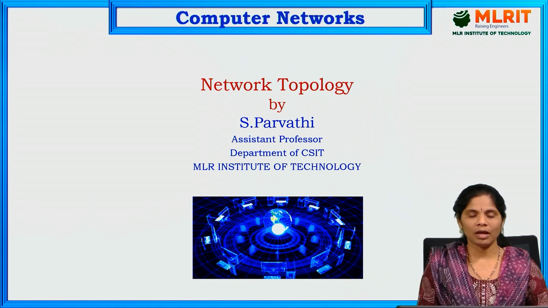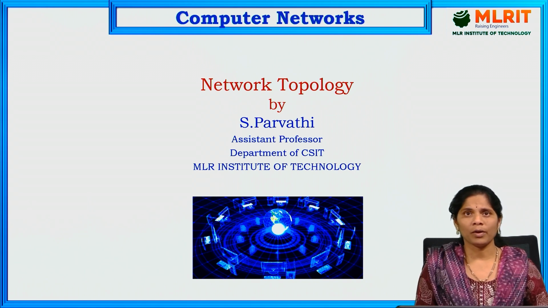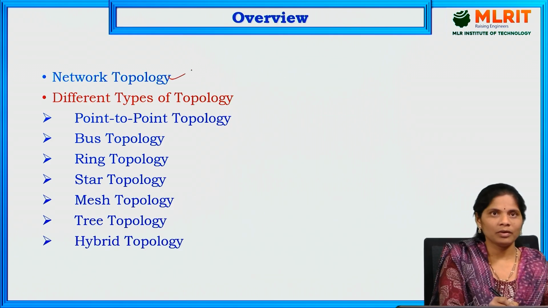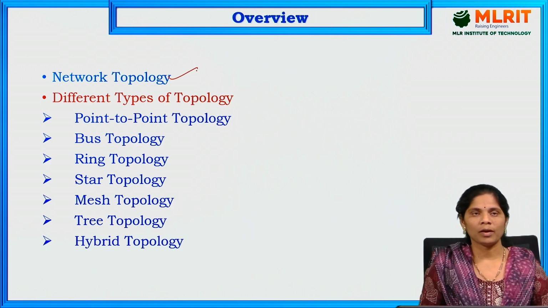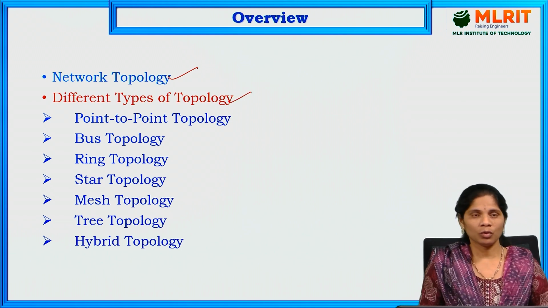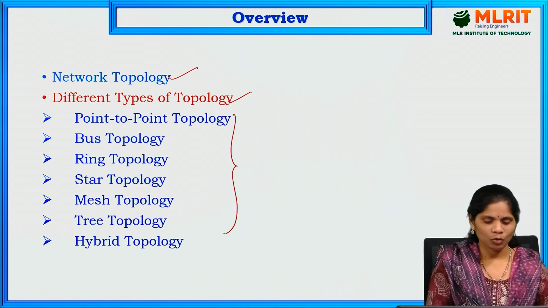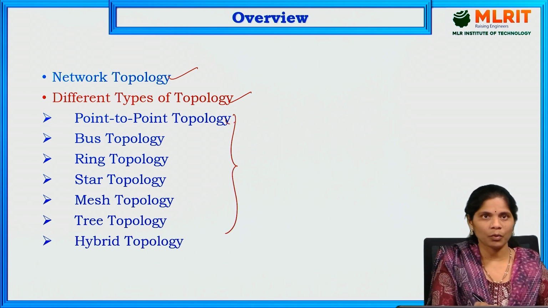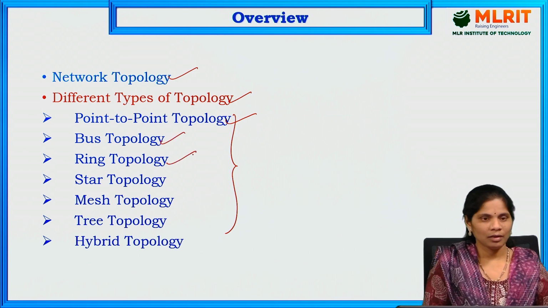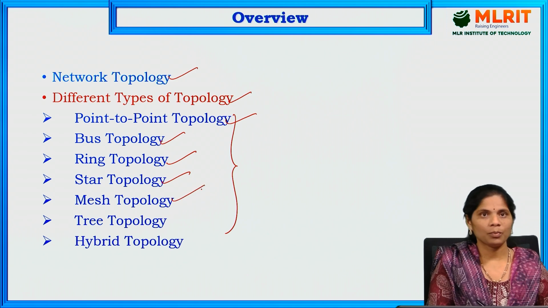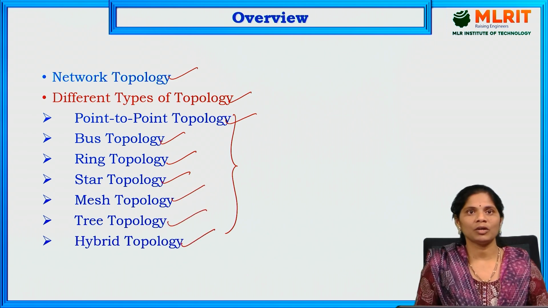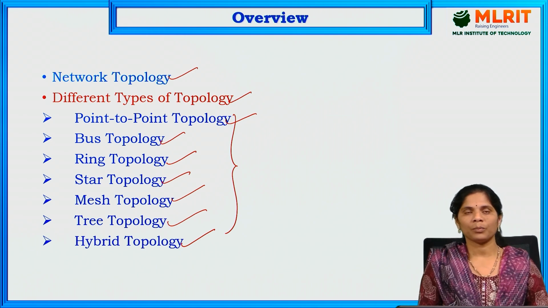In today's session, I am going to discuss network topology. First, let us see the overview of today's session. First, we will discuss what network topology is. And next, we are going to discuss the different types of topologies. These are the 7 types of topologies. First, we are going to discuss point-to-point topology, bus topology, ring topology, next star topology, mesh topology, tree topology, and finally hybrid topology. These are the 7 topologies we are going to discuss in computer networks.